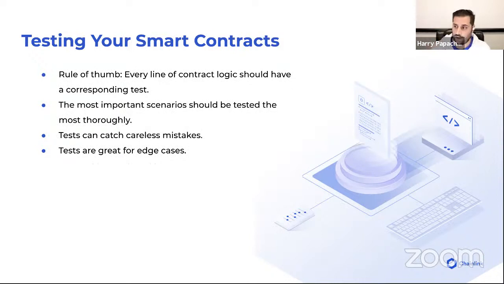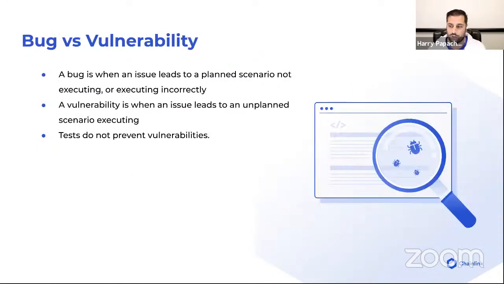A general rule of thumb is to test as much of a contract as you can in terms of lines, and focus on the most important scenarios first. Tests are also great for catching careless mistakes and edge cases. Now, the difference between a bug and a vulnerability: a bug is an issue that leads to a planned scenario not happening as expected, and a vulnerability is when something completely unexpected happens. So testing generally won't prevent a vulnerability, because it's not something you would have expected to happen.